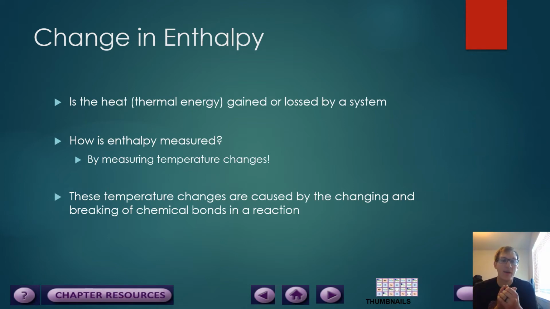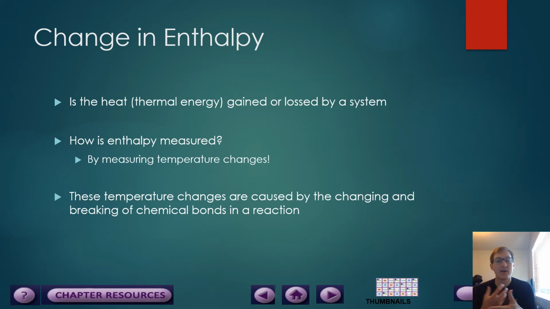Okay, so how is enthalpy measured? This is measured by using temperature changes. If enthalpy is all about heat and thermal energy, then it's very easy to just take the temperature and see how the temperature changes, and we use that to calculate our change in enthalpy. These temperature changes are caused by the changing and breaking of chemical bonds in a reaction.